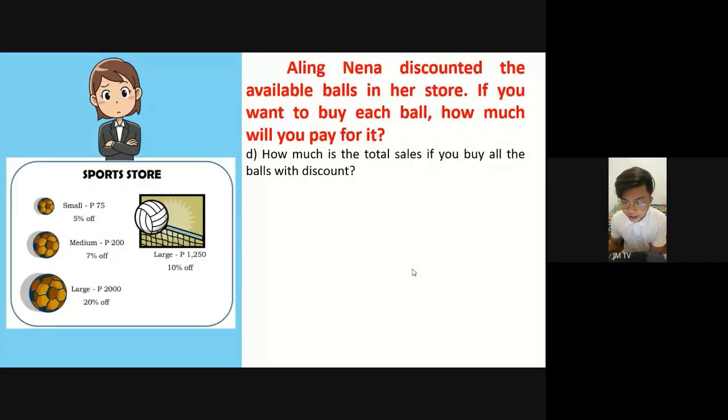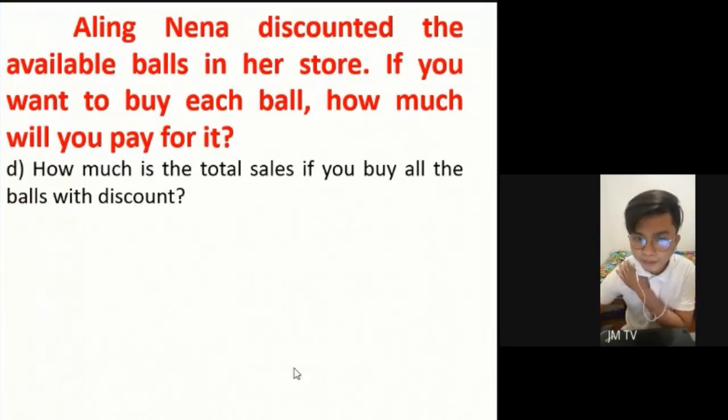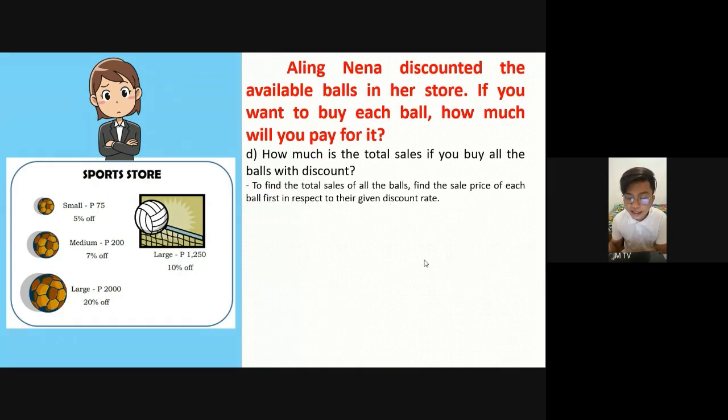Okay, susunod na tayo. How much is the total sales if you buy all the balls with discount? Magkano daw ba yung total sales or yung total value or total price kung bibilin mo yung lahat ng bola? Magkano? Sa palagay niyo magkano? Ano yung gagawin natin dito para malaman natin ang sagot doon? To find the total sales of the balls, find the sale price of each ball first in respect to their given discount rate. So, hanapin natin yung sale price nila. Ngayon, kapag hindi mo alam yung sale price nila, balik ka muna kung magkano yung discount mo sa bawat balls.